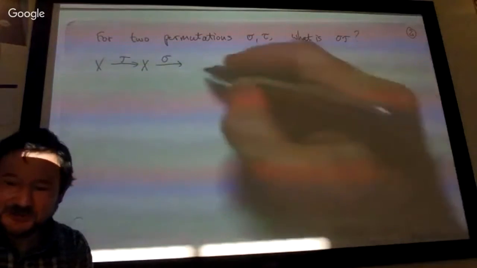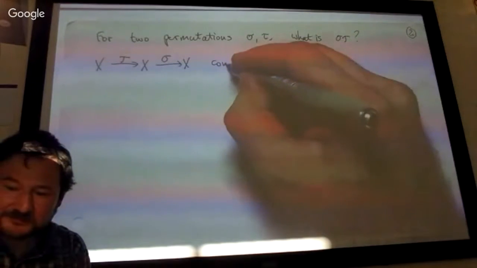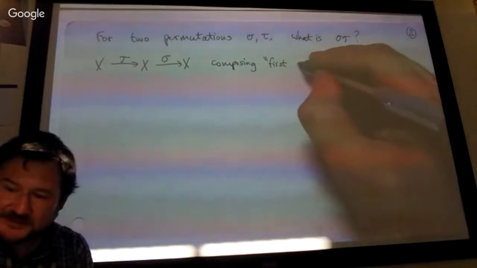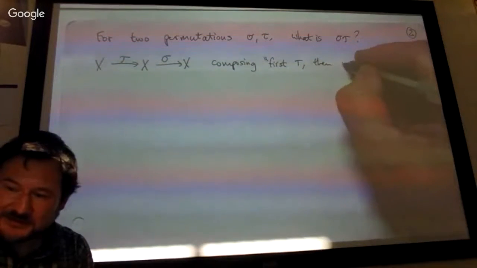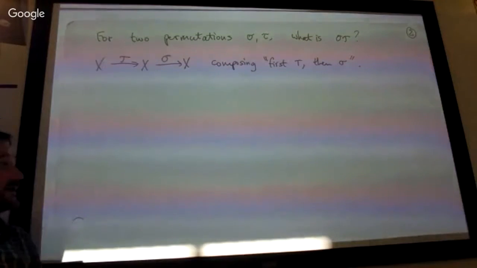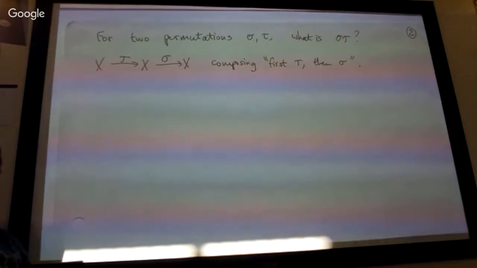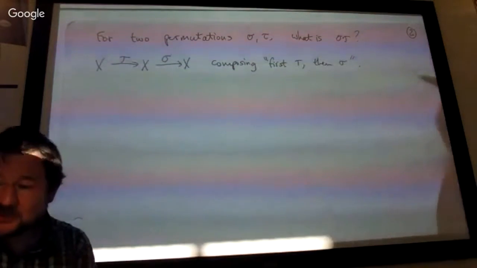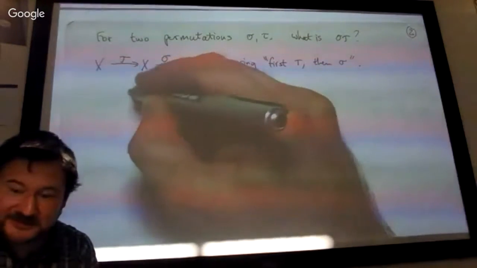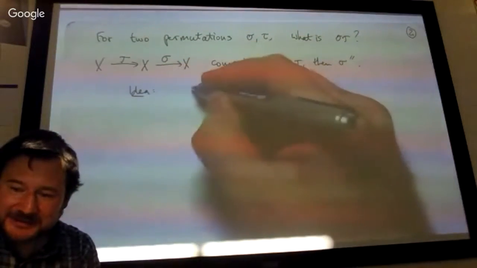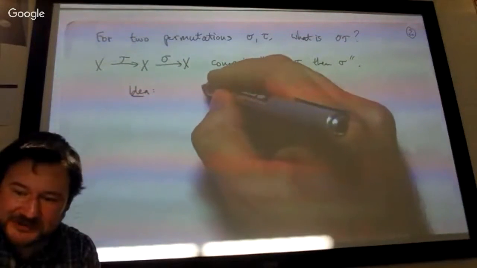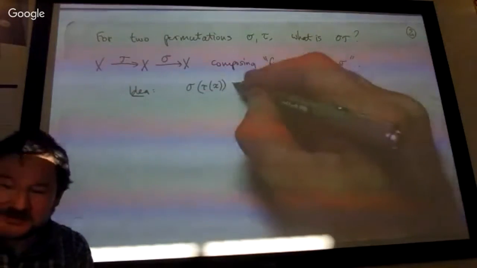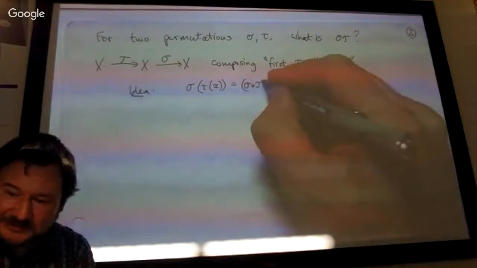So composing first tau, then sigma, which is how you write composition of mapping, from right to left usually. So the idea is that if you do tau of x and then sigma, that's sigma composed with tau of x.